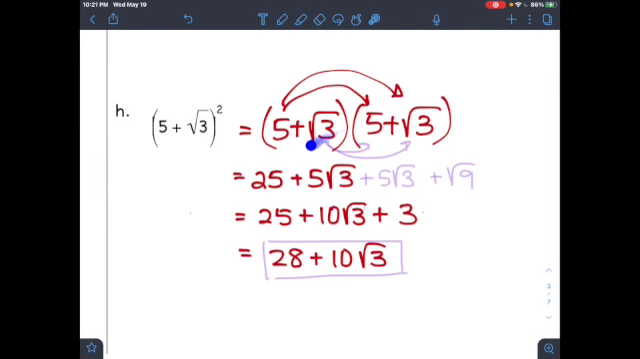problems. 5 times 5, 25. 5 times a positive root 3, positive 5 root 3. Positive root 3 times 5, positive 5 root 3. Root 3 times root 3, root 9. Positive again, right there. Then simplify. 25 plus 5 root 3 plus 5 root 3.